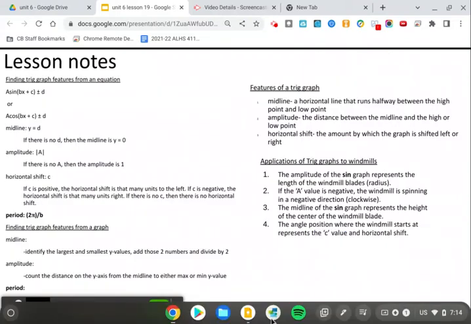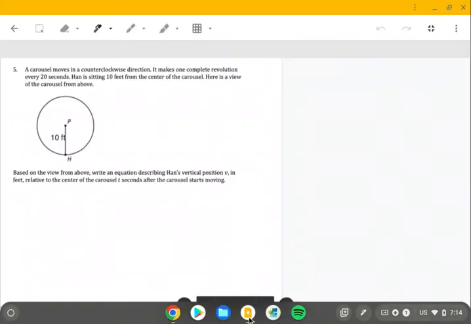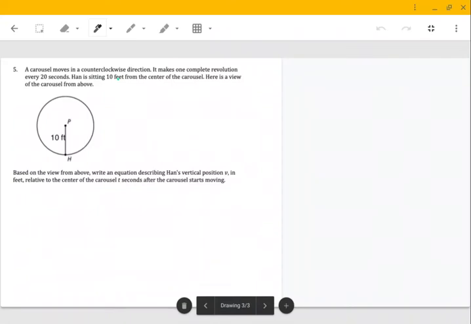All right, let's take a look at number 5. Carousel moves in a counterclockwise direction. It makes one complete revolution every 20 seconds. Han is sitting 10 feet from the center of the carousel. Here is a view of the carousel from above. Okay, so here is the center. Okay, and Han, it looks like, is sitting directly down from center.